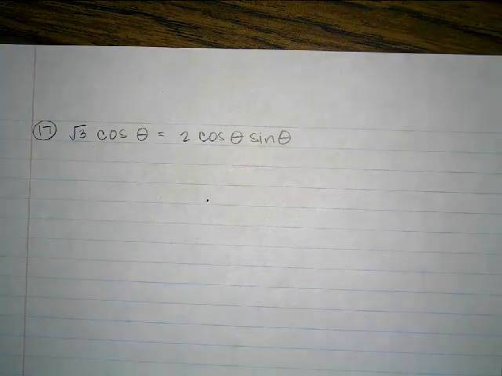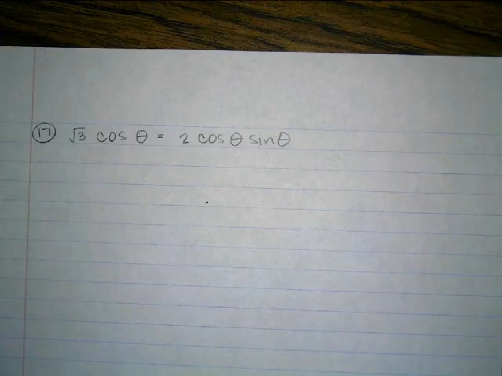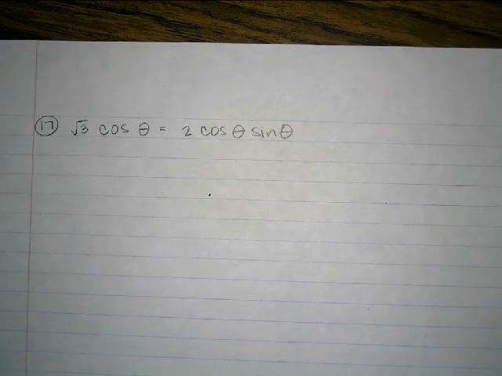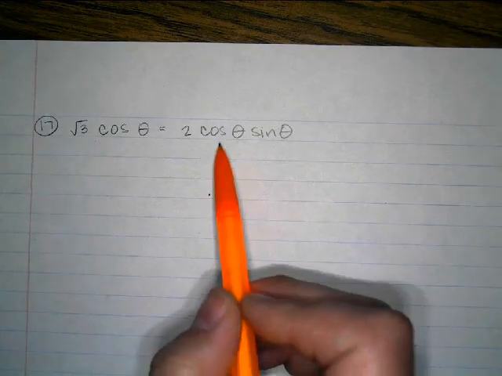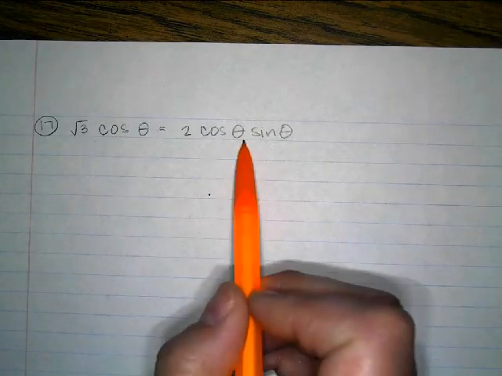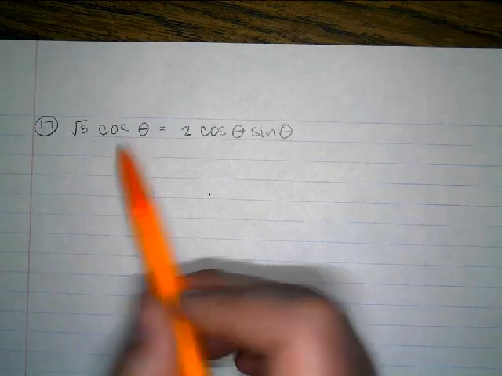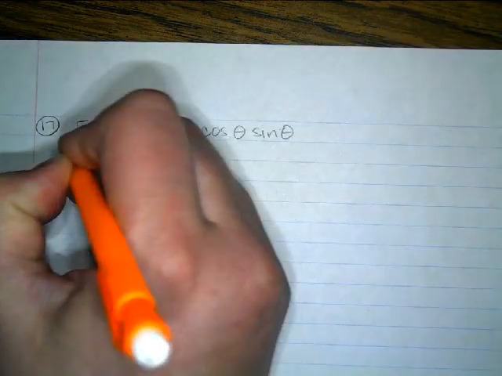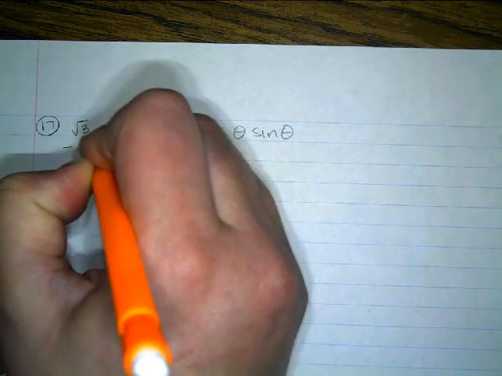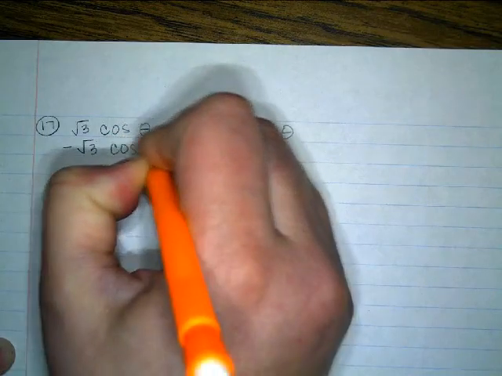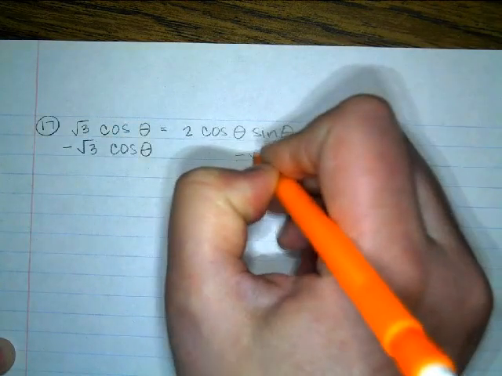Okay, so this problem has a cos theta in it and a sine theta in it, so are we solving with square roots or are we solving by factoring? We're going to solve by factoring, so I'm going to make this problem equal 0. Would you guys rather move the stuff to the right side or to the left side? Right side, okay. It doesn't matter on this problem. It's going to work out about the same either way.